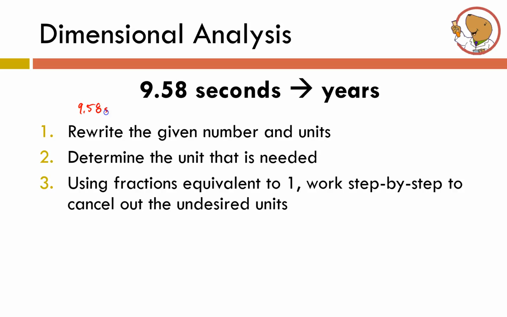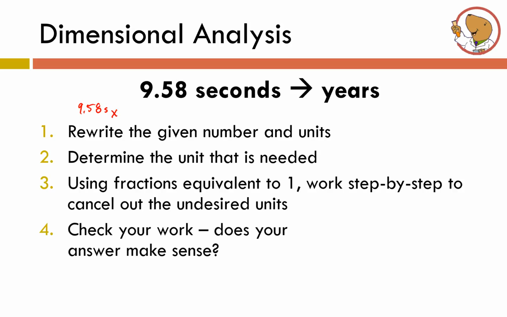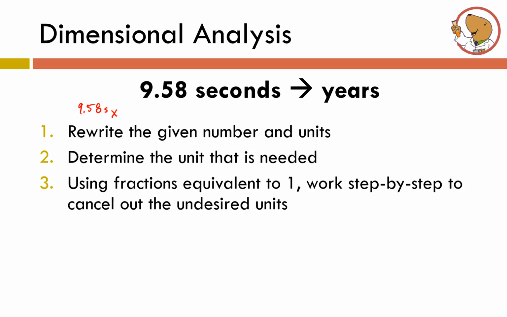9.58 seconds. I know that there are 60 seconds in 1 minute. If I want seconds to cancel out, I should put 60 seconds in the denominator. If I put it in the numerator, I end up with the unit seconds squared over minutes, which I don't think really means anything. So that doesn't help us out. But if we've got seconds in the numerator and the denominator, now they'll cancel. Now I'm a little bit closer to years.